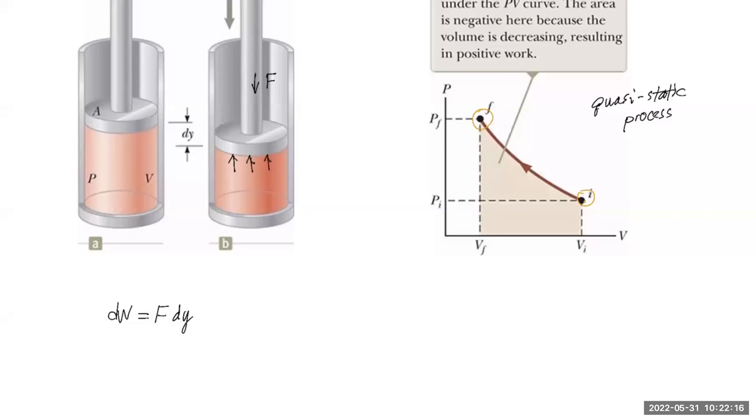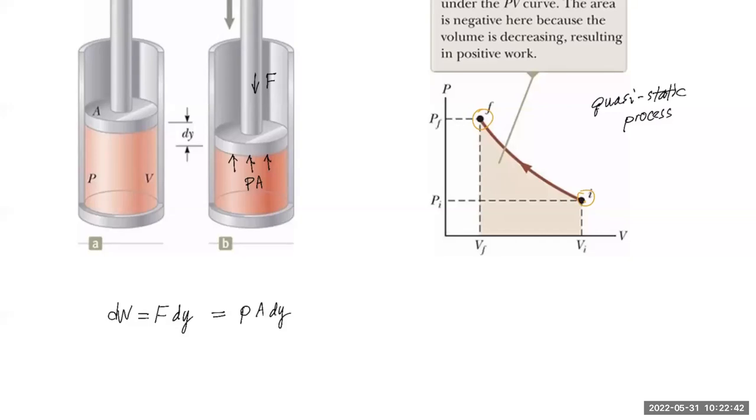Now the gas pushes the cylinder up with a pressure of P, and that P is spread out over the uniform cross-section area A, and therefore the force from the pressure of the gas pushing the cylinder up is P times A. And that should match F because the net force on the cylinder is 0. So therefore, F is equal to P times A. Okay, and then you have dy.